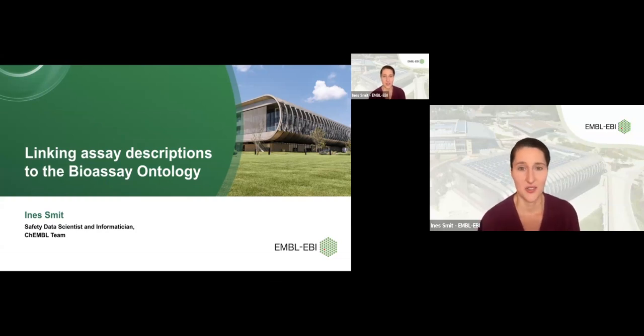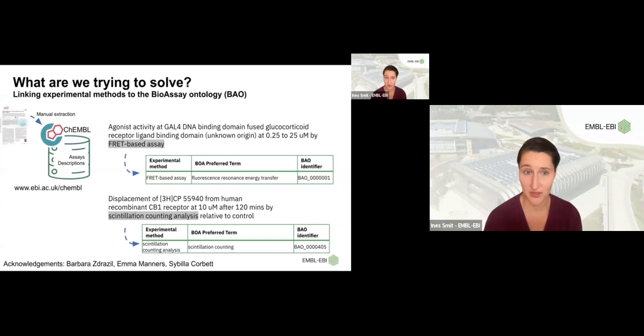On the next slide, I have a couple of examples of assay descriptions, and these usually describe a bioactivity of some chemical compound in a lab-based assay. There is some description of that, and then usually it mentions an experimental method, such as FRET-based assay or scintillation counting. This is a manually extracted piece of text, and we would like to automatically annotate this with specific identifiers from the Bioassay ontology.